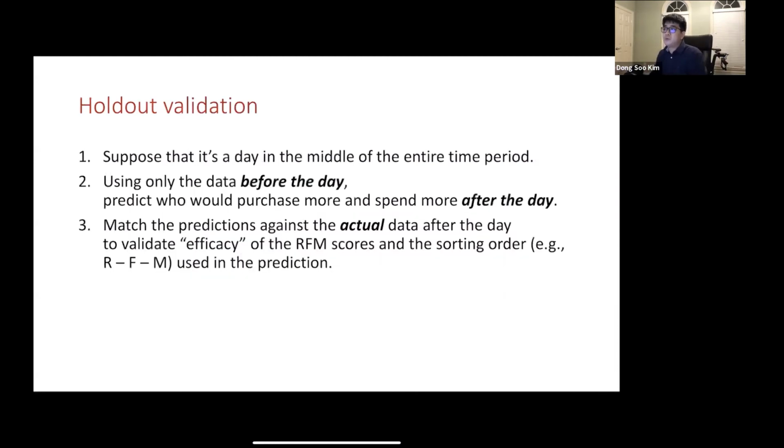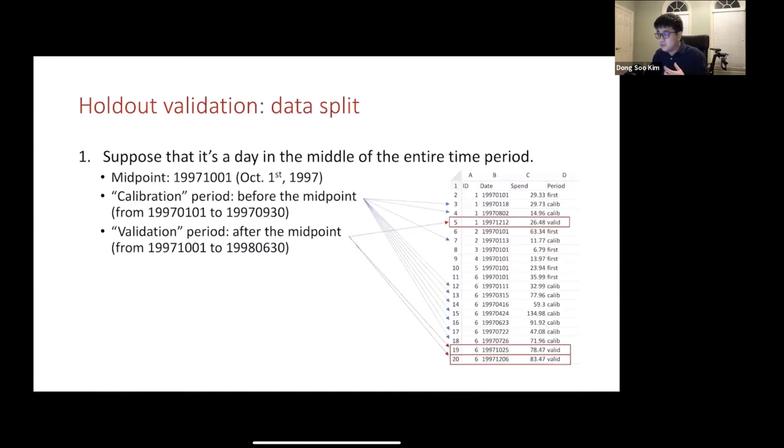The detailed design of the holdout validation is as follows. First, we suppose that it is a day in the middle of the entire time period. Next, using only the data before that day, we are going to make predictions of who would purchase more and spend more after that day. Last, we are going to match the predictions against the actual data after that day in order to validate the efficacy of the RFM scores and the sorting order used in the prediction. Okay, let's go into the details of each step.